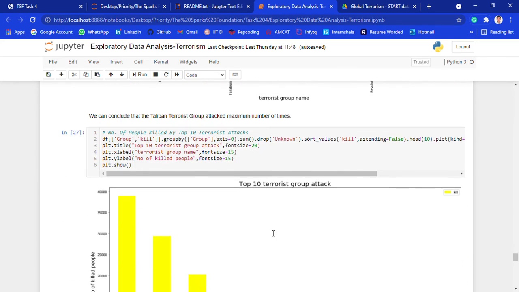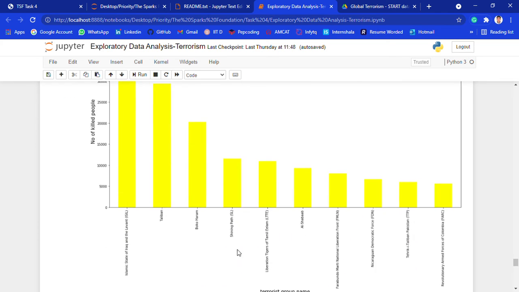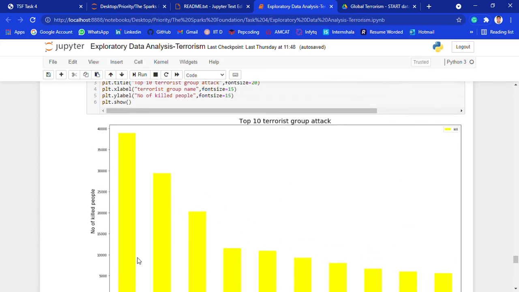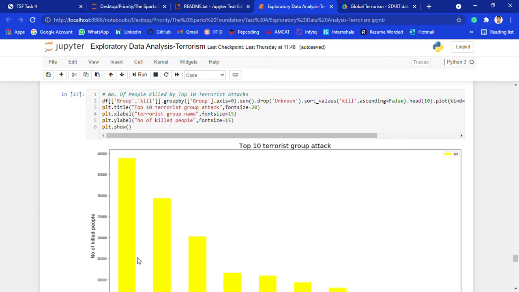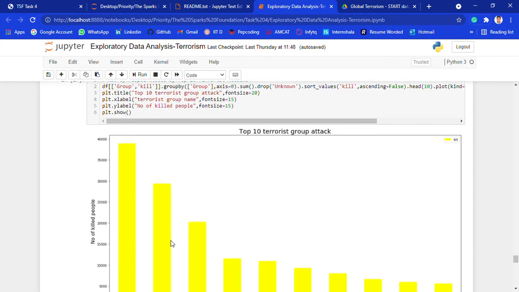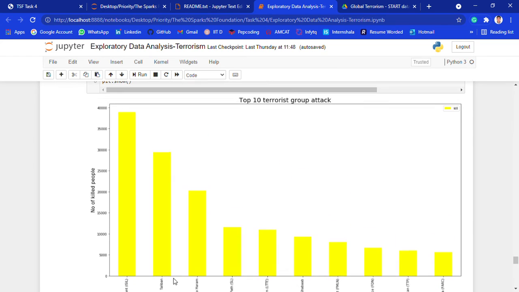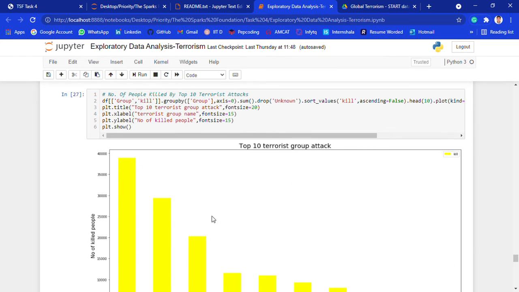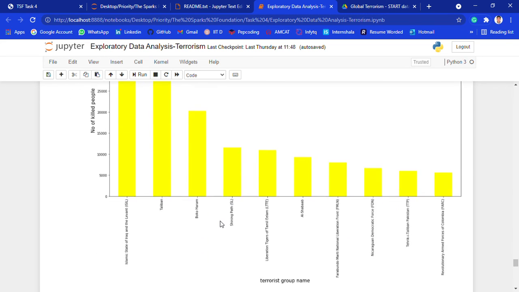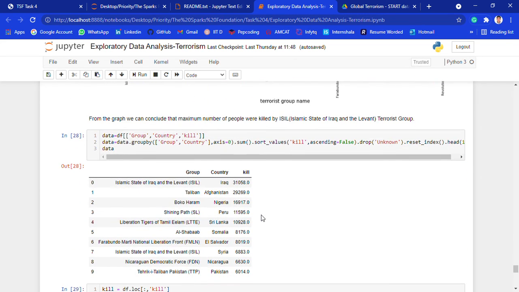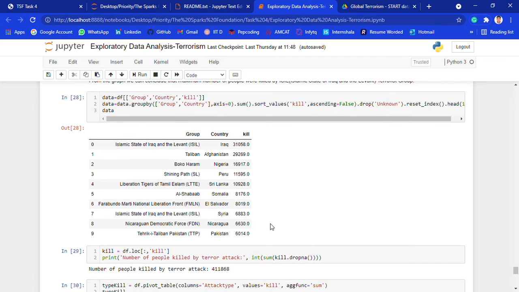The next analysis that I have done is the number of people killed by the top 10 terrorist groups. So the Islamic State, ISL, have killed, or tried to kill, the most number of people during these attacks. And the Taliban have also not been very far from killing the most number of people. And then the group and country kills.